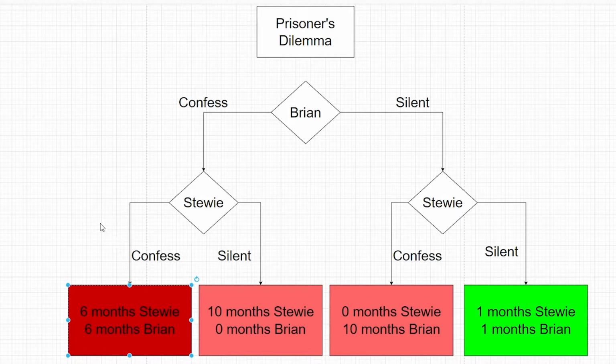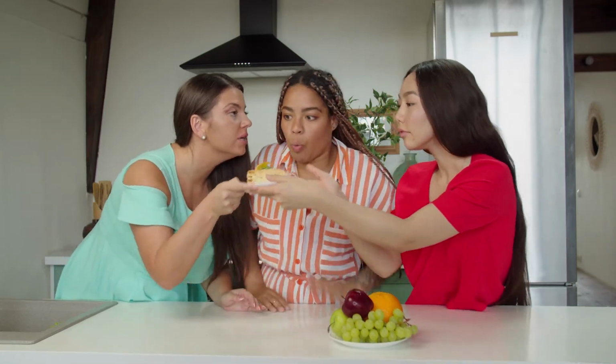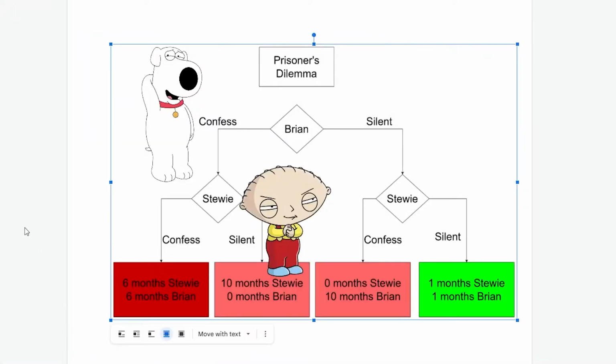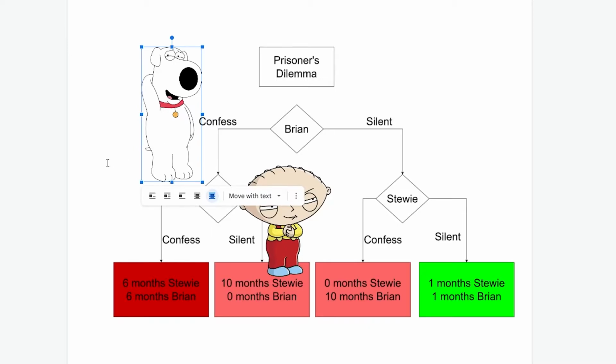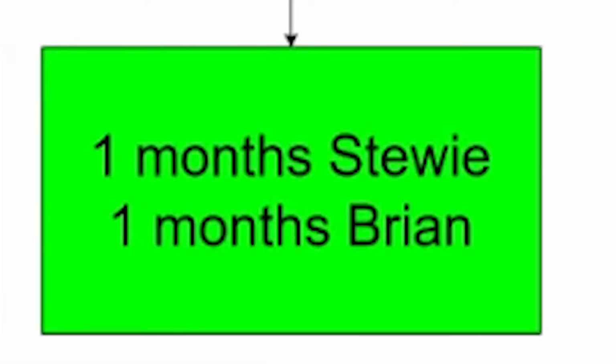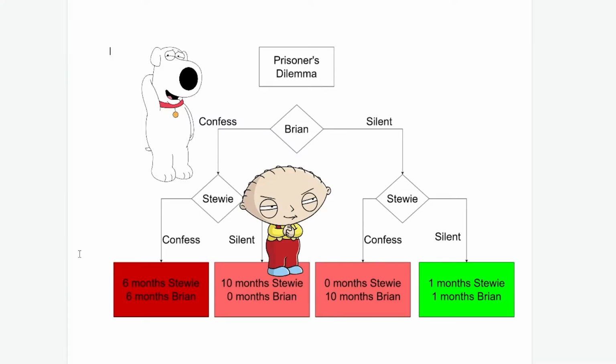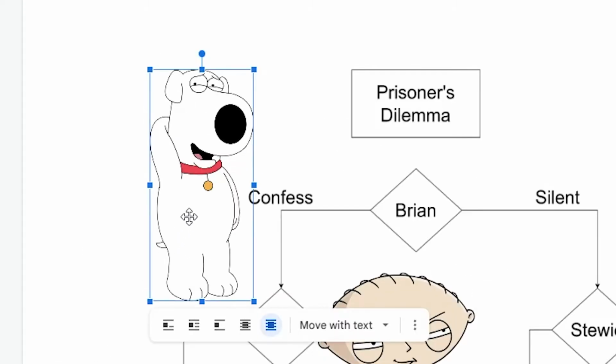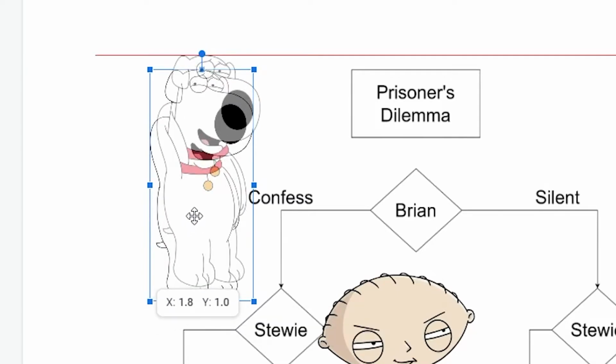Now, the best outcome for both parties at the same time is not confessing at all. But here's where the dilemma occurs. We study their outcomes separately. A strategy where choosing the best individual outcome will not yield 1 month each. For example, given Brian's decision, let's see Stewie's best strategy.